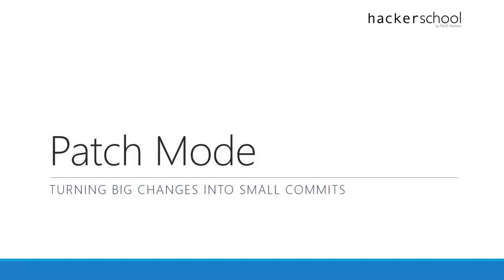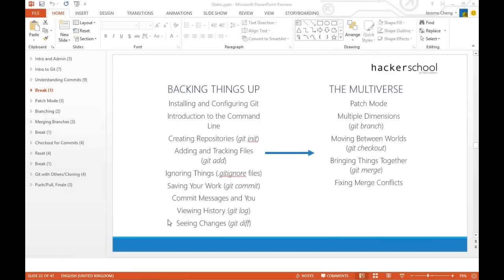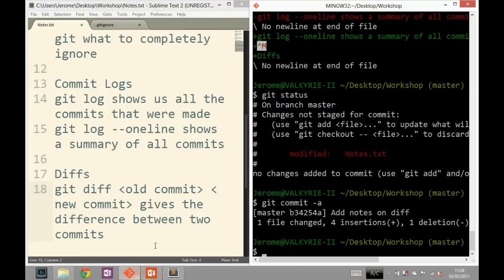It actually turns out Git has something which lets us do that, which is called patch mode. It lets us take a whole bunch of changes and split them up. So we'll take a look at that right now. The way patch mode works is it lets us see all the different changes that we've made, then pick the ones that we want to stage.